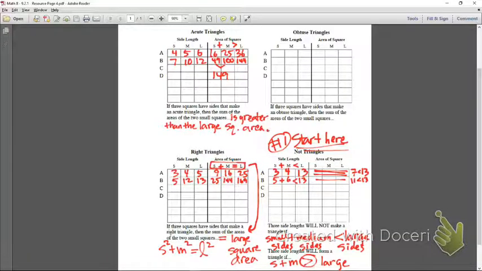Okay, and I'm going to write a little mini formula here. So s squared plus m squared is greater than L squared. Again, these are the side lengths. So we square them, it's bigger than L squared. Which leaves us then with our obtuse triangles.